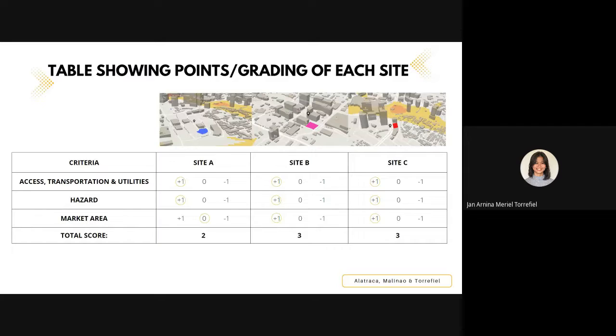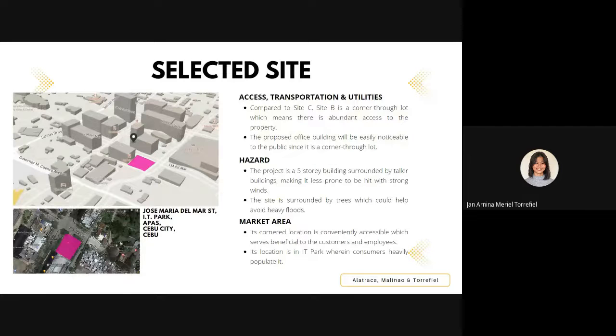So we narrowed it down. The selected site is site B, which is located in Jose Maria del Mar Street IT Park, because of these reasons. For access, transportation, and utilities, compared to site C, site B is a corner through lot, which means there is abundant access to the property. Site C is an interior lot, so it would be covered by the other buildings. The proposed office building will be easily noticeable to the public since it is a corner through lot.